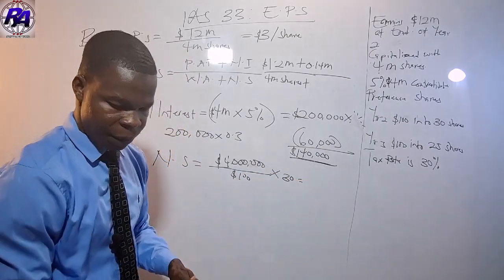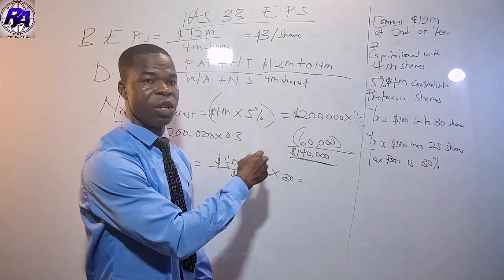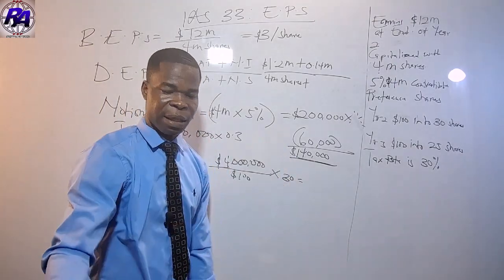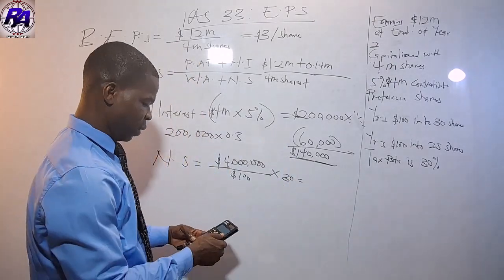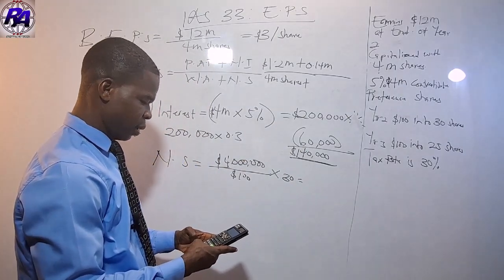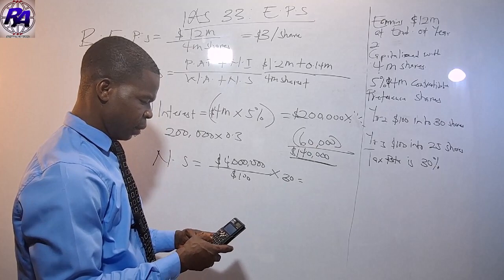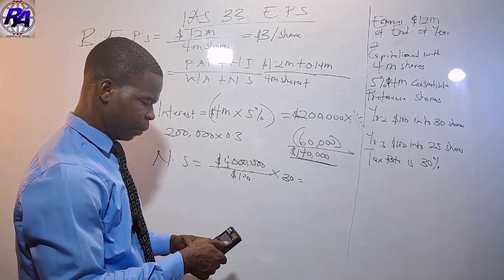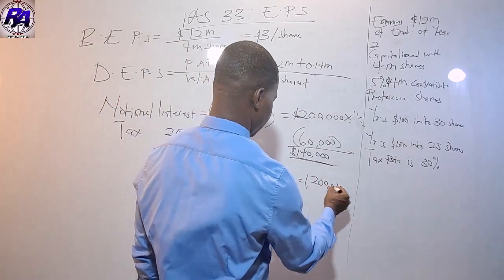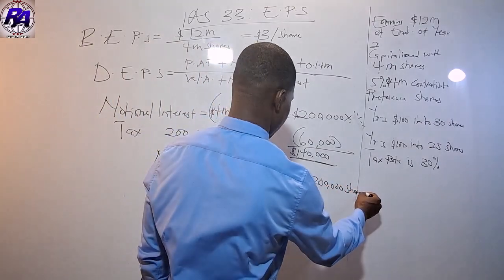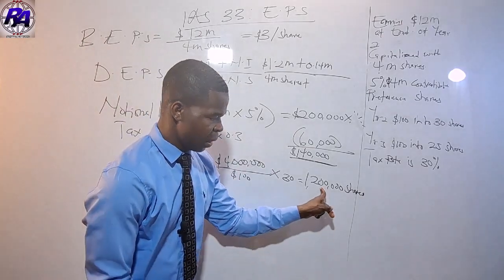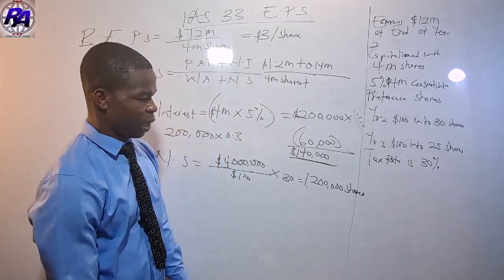So let's look at that. Again, if this were to be issued during the year, we'll take the month into consideration. So 4 million divided by 100 times 30 is giving us 1,200,000 shares. So that's our notional shares.